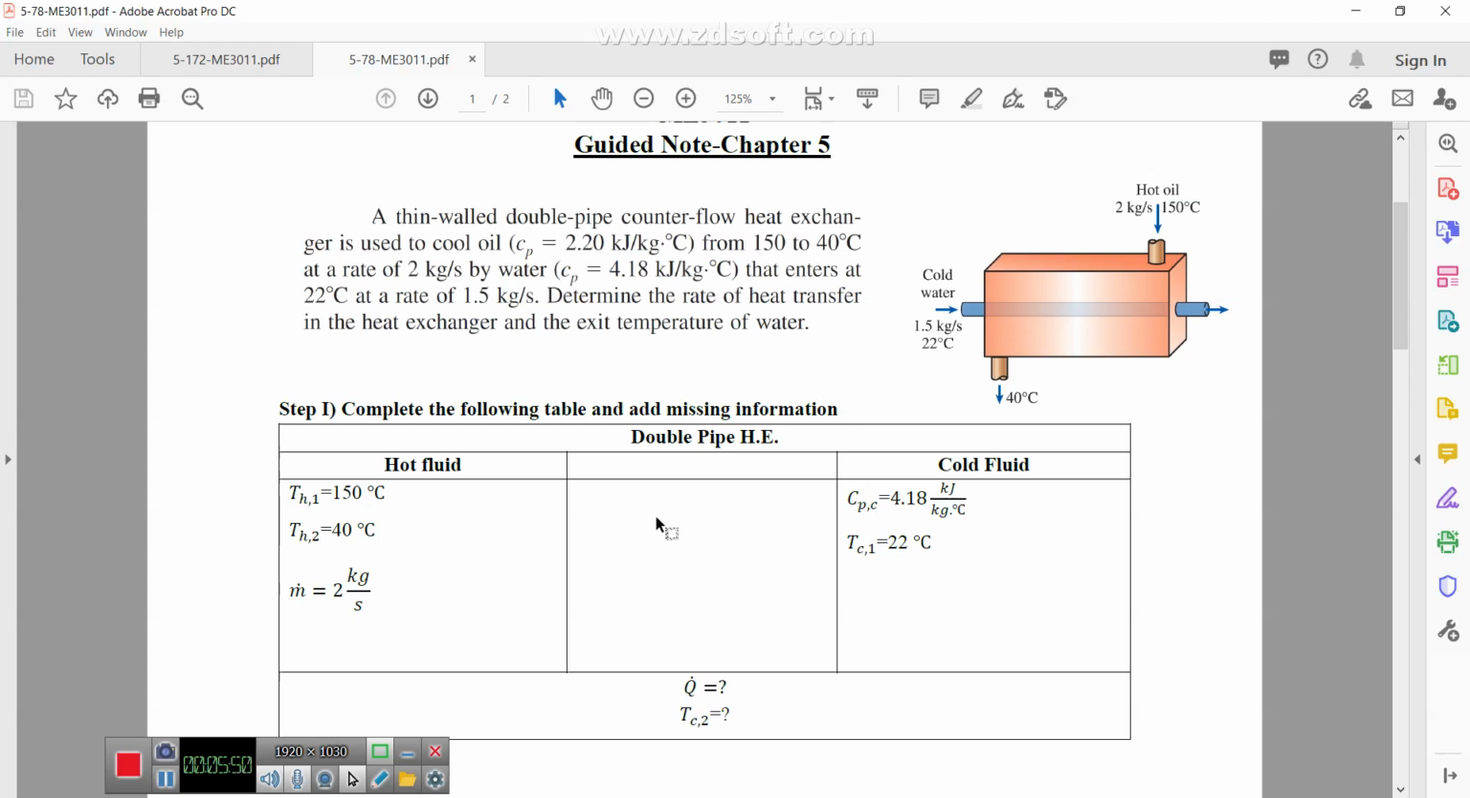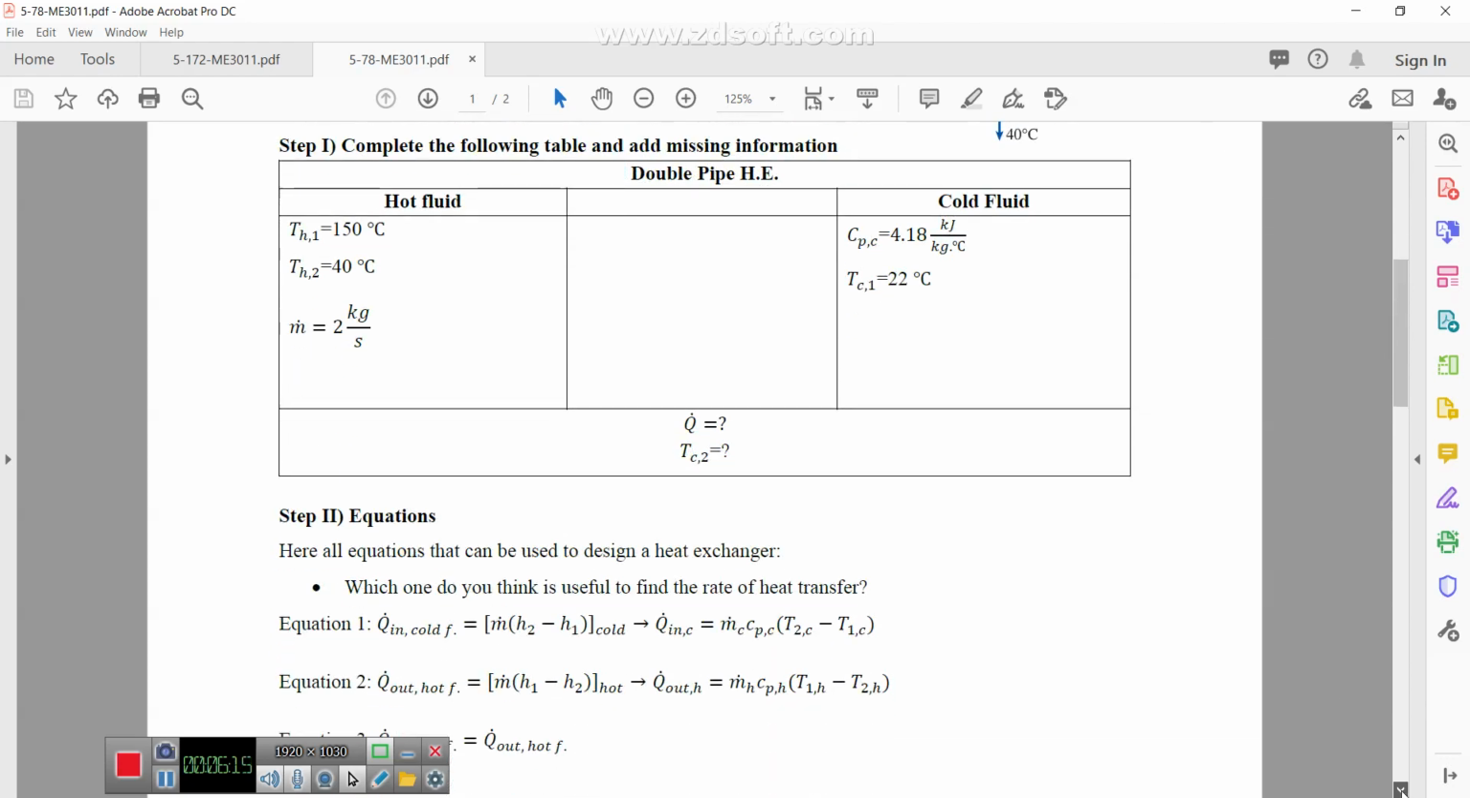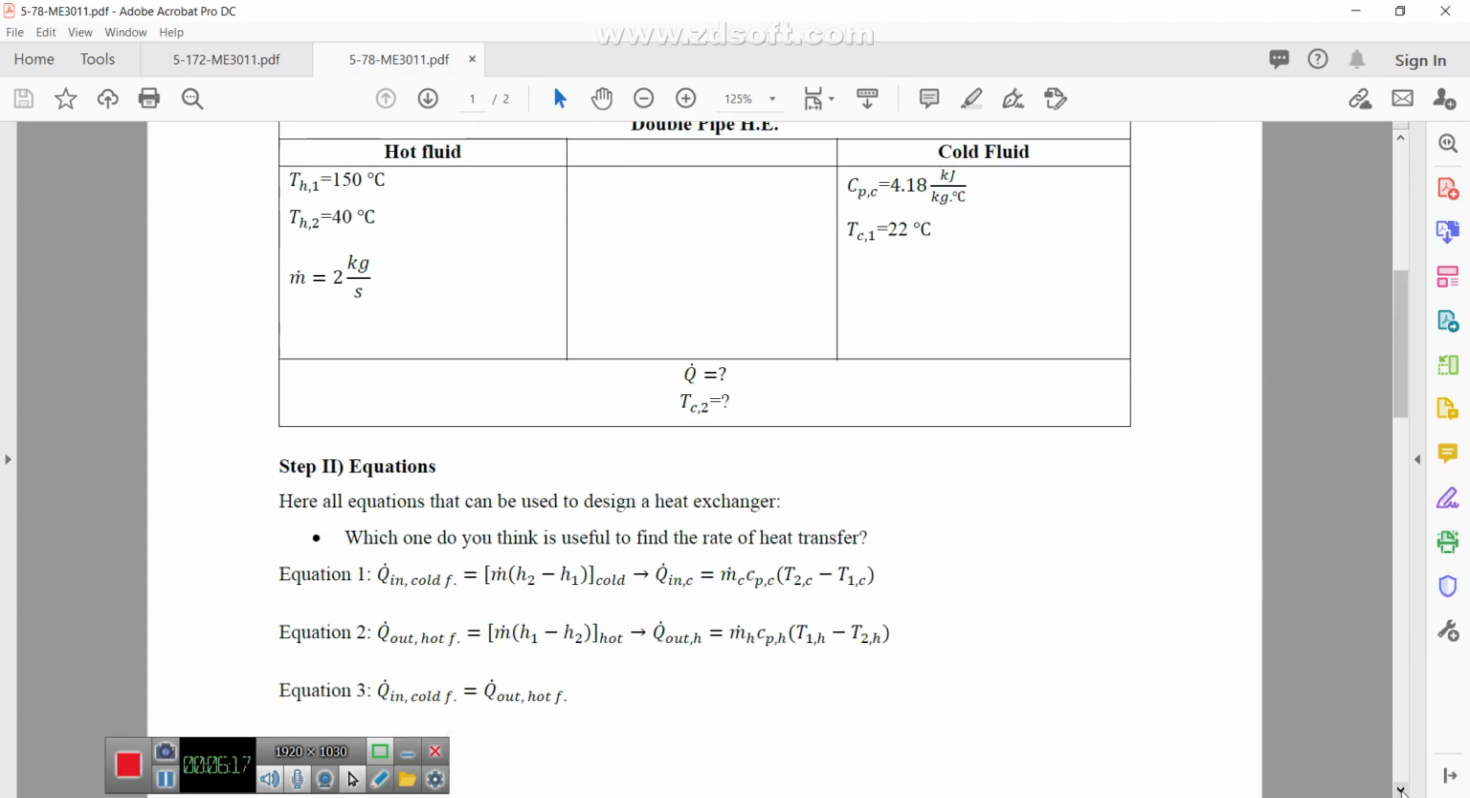Okay, guys. Now, so after you spend 2 minutes, hopefully you just complete this table. Keep in your mind that you have the CP. When you have the CP, it means that you can assume that this specific heat is constant. So this is key point to solve this problem. Now let's move forward to the second step. So guys, here I list all equations that can be used to design a heat exchanger. Actually, there are three equations, correct?